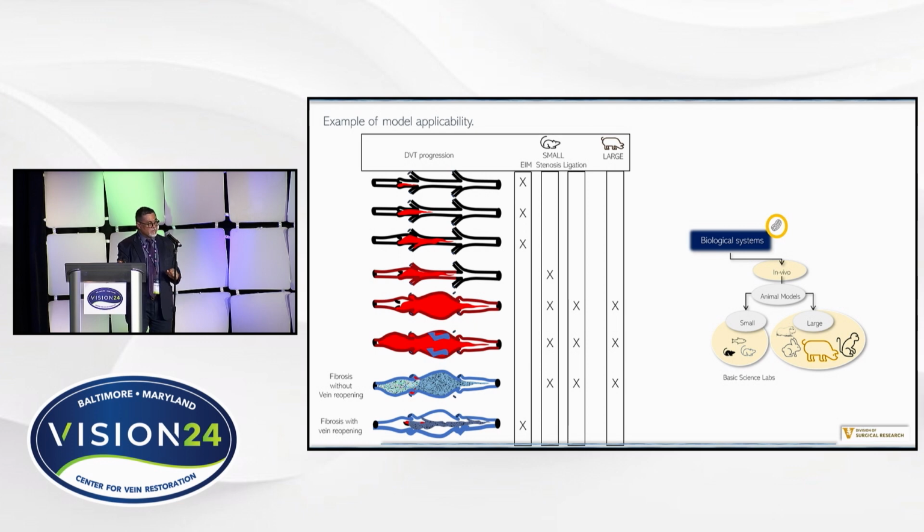You can see, for example, that the stenosis model, the ligation model, and the large animals all coincide in this particular part in which the thrombus is acutely occluded and also the chronic phase. However, we were missing for a while this initial thrombus initiation phase, or even when they're reopened with synechia. This is why we developed the flow model that I presented before.